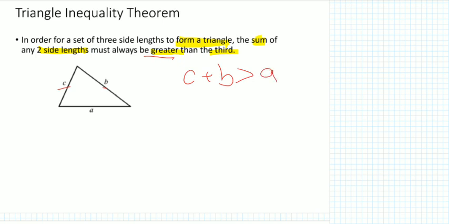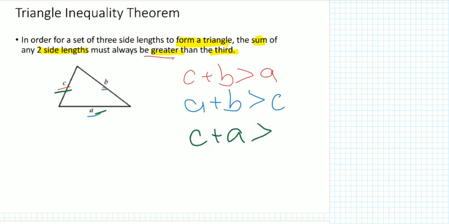Now, if I choose two different sides, let's say A and B, I'll say A plus B has to be greater than the third side that I did not use, which is C. So that's the second inequality. And finally, the last one: think about which two sides you have not used together yet, C and A. So C plus A has to be greater than the only side I didn't use, which was B. That right there is the triangle inequality theorem.